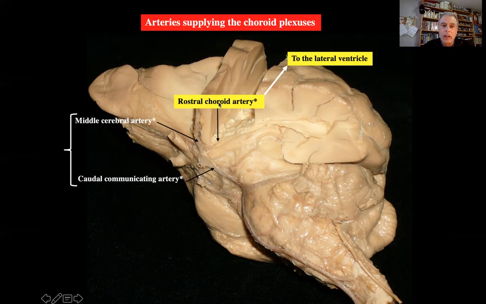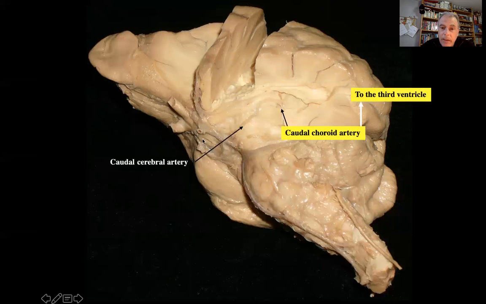This rostral choroid artery may be an artery from the middle cerebral artery or from the caudal communicating artery, it depends. In this case, we see the rostral choroid artery branching from the beginning of the middle cerebral artery. So a lesion at the middle cerebral artery, in this case, may affect vascularization of the choroid plexuses of the lateral ventricle.